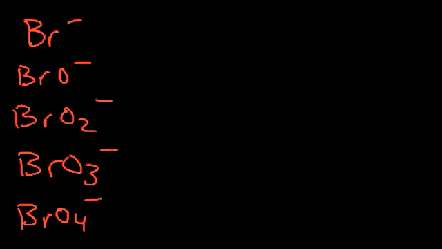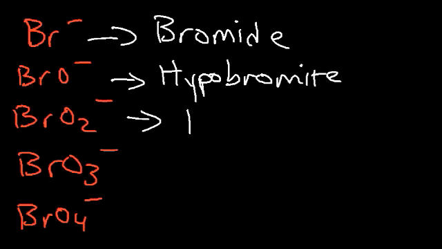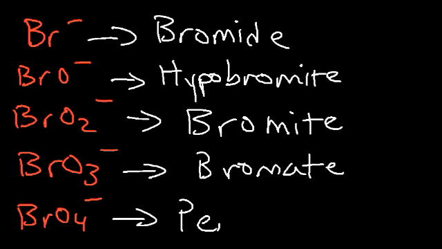Go ahead and name these ions. So, Br- is called bromide, and BrO- is hypobromite, and for BrO2-, this is simply called bromite, and BrO3-, that's bromate, and the last one is called perbromate.